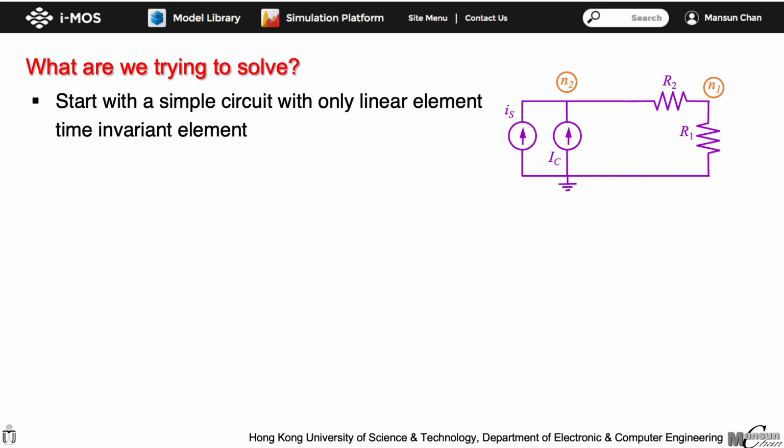To begin with, let's start with a simple circuit with only linear time invariant elements as shown in the given figure. In this circuit, there are two resistors, R1, R2, and a constant current source, IC. The input to this circuit is a frequency varying signal represented by the signal source, Is. While it is more often to have a voltage source as the input, we use a current source in this example because its matrix stamp is simpler. After this example, you should be able to apply the same method to analyze circuits with an input voltage source easily.